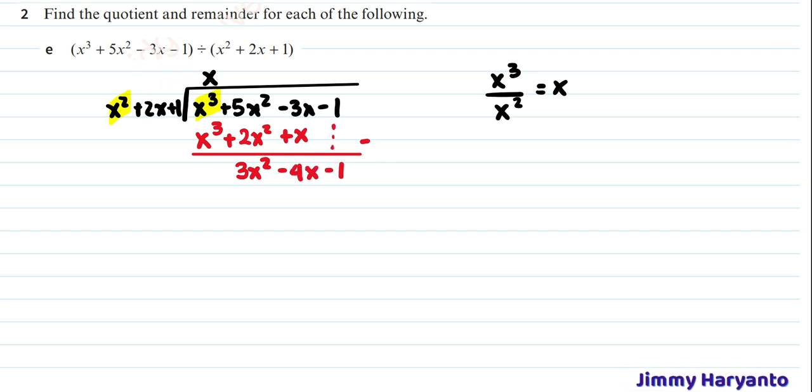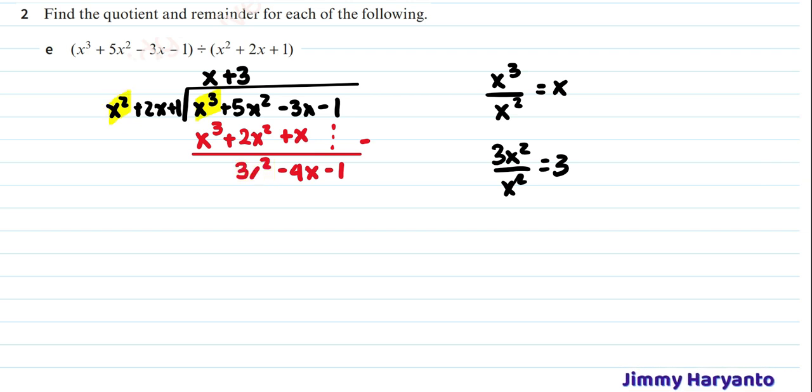And then after that, you have to divide this with the x squared one more time. So 3x squared divided by x squared equals 3. You will write down the 3 right there. So you have x plus 3 later.